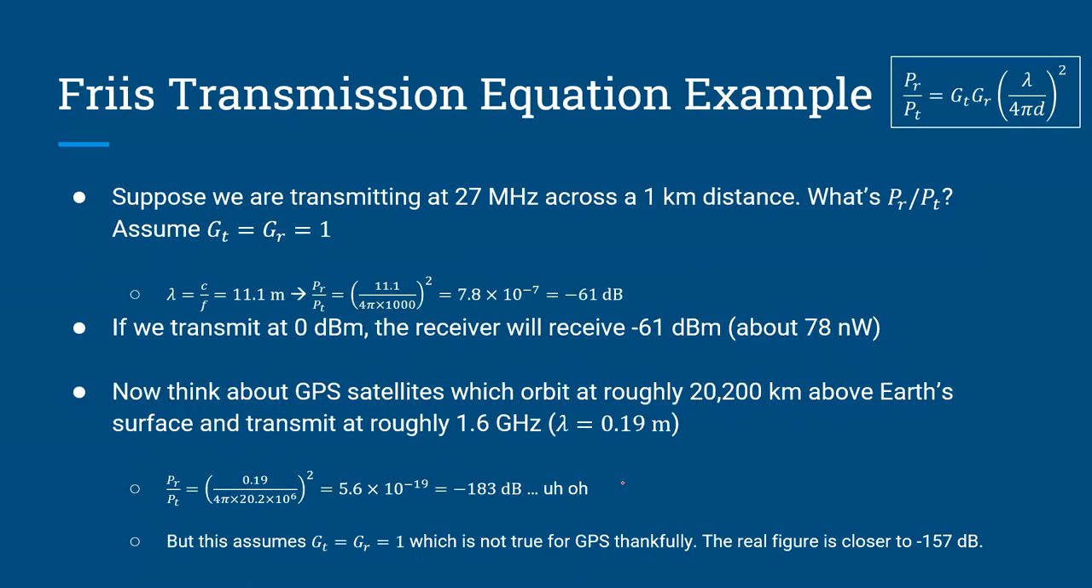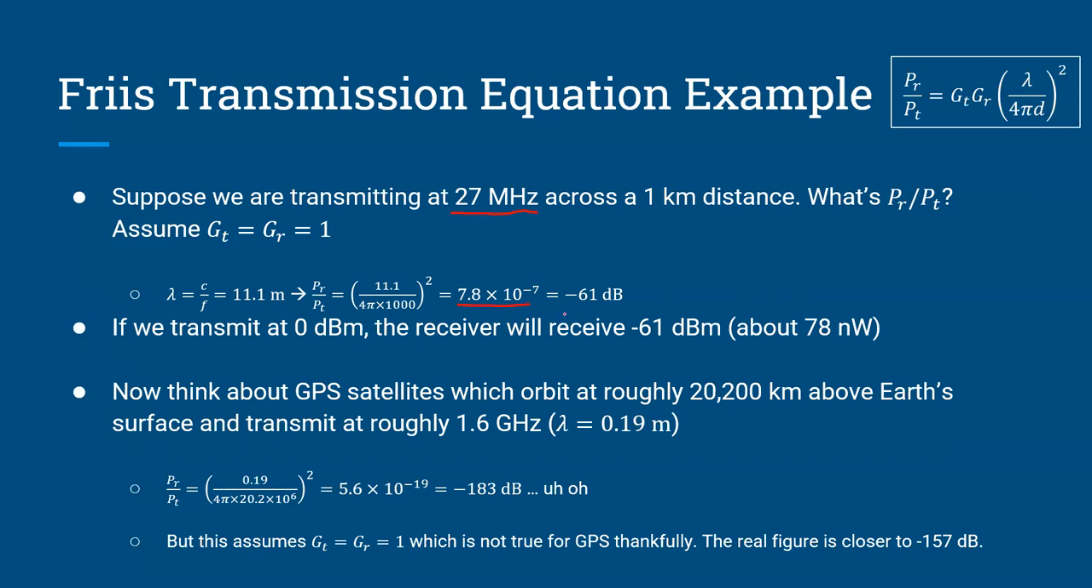So we have a nice example here of how to use this thing. Suppose we're at 27 megahertz, like we always are, and we want to transmit across 1 kilometer. So, a little more than half a mile, I suppose. And we want to know what's the ratio of the received power to the transmitted power. With 27 megahertz, lambda, that's speed of light over frequency, is just 11.1 meters. And so you plug that into the equation and you get 7.8 times 10 to the minus 7, which is minus 61 dB. Notice we're using dB because we're taking the ratio between two powers. So it's just 10 log 10 of this quantity here.